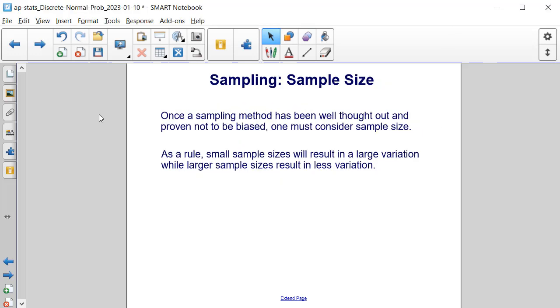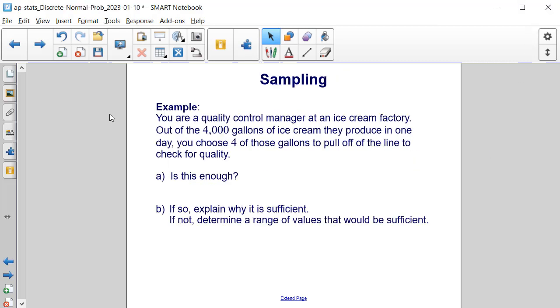Once a sampling method has been well thought out and proven to not be biased, one must consider the sample size. As a rule, small sample sizes will result in a large variation, while larger sample sizes result in less variation. Let's try an example. You are a quality control manager at an ice cream factory. Out of the 4,000 gallons of ice cream they produce in one day, you choose 4 of those gallons to pull off of the lines to check for quality.